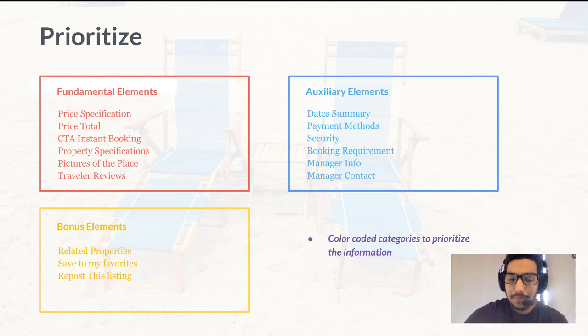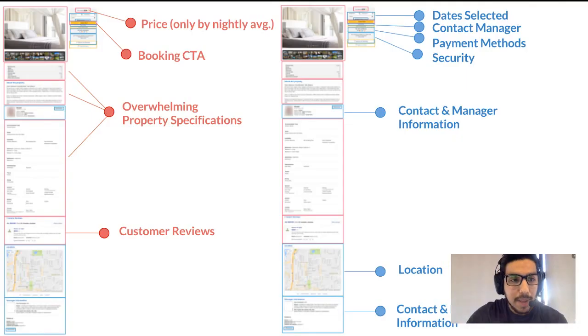And well, we'll have an overview on the page, right? Here we have identified the elements. We have the booking call to action. We have the price, the customer reviews, the overwhelming property specification. We have three blocks of property specification, which are divided by a secondary element. And in the right image we have three contact manager information blocks.